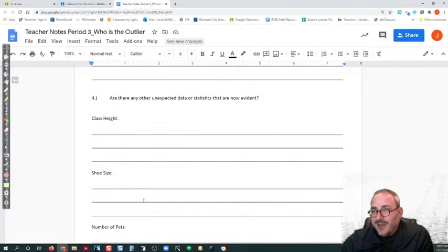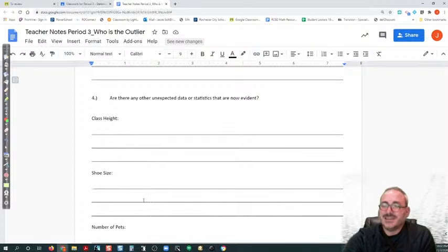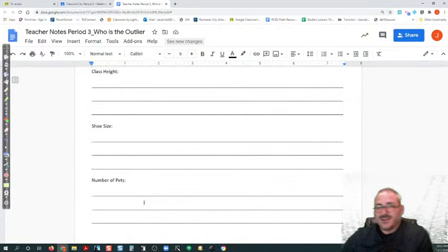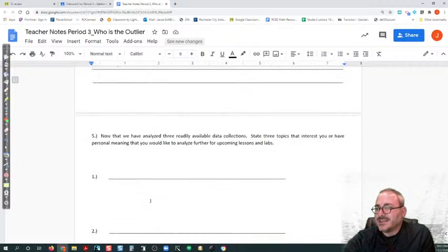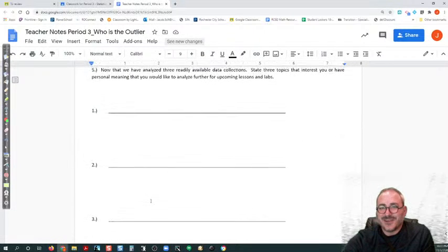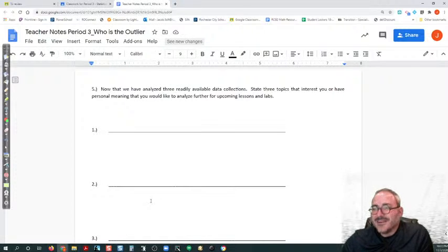Are there any other unexpected data or statistics that are now evident? The only unexpected data for me was the zero mode for pets, the fact that so many people had 0 pets. I expected a number of people with 0 pets, but I figured a lot of people might have a cat or a dog or a goldfish or a hamster or something. So you'll pause the video and answer that question, and then I'll go on to this number 5 here.